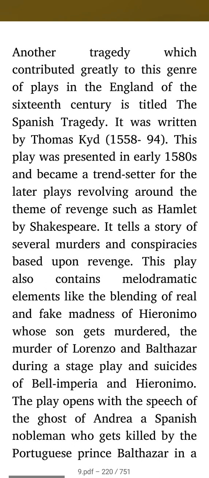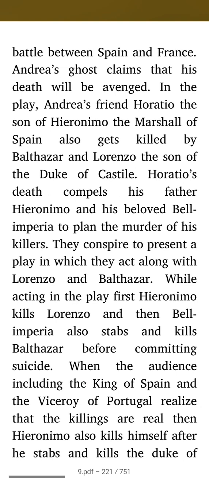The play opens with the speech of the ghost of Andrea, a Spanish nobleman who gets killed by the Portuguese Prince Balthazar in a battle between Spain and France. Andrea's ghost claims that his death will be avenged. In the play, Andrea's friend Horatio, the son of Hieronymo, the Marshal of Spain, also gets killed by Balthazar and Lorenzo, the son of the Duke of Castile.